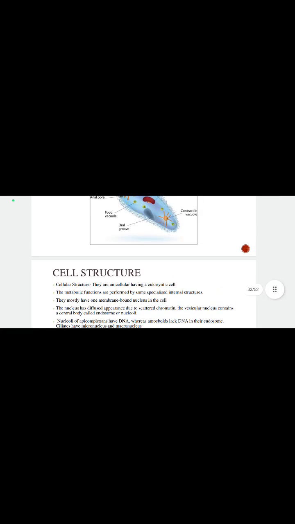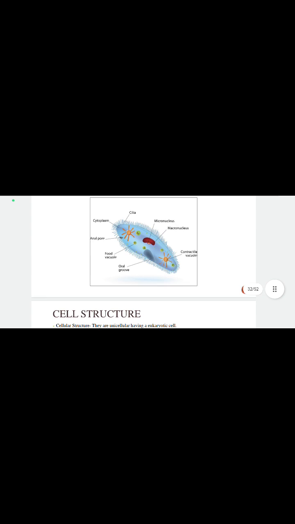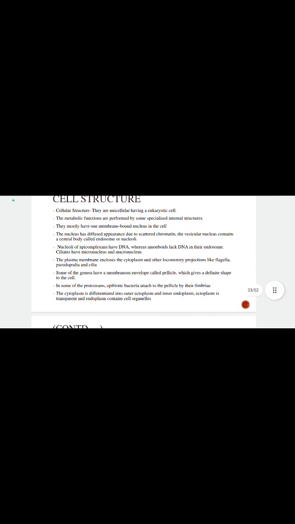The plasma membrane encloses the cytoplasm and other locomotor organelles like flagella, pseudopodia, and cilia. The locomotion is carried out by the cilia and flagella and also pseudopodia. Some of the genera have a membranous envelope called a pellicle, which gives a definite shape to the cell. That pellicle, as I have already taught, is a thin skin or film covering. It's just a covering.